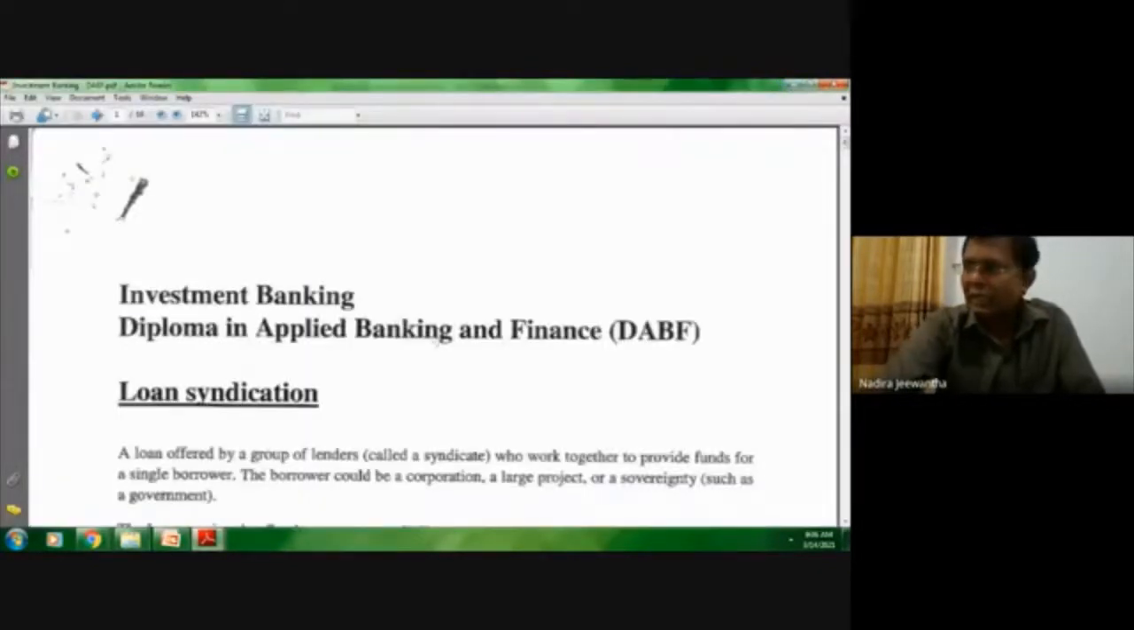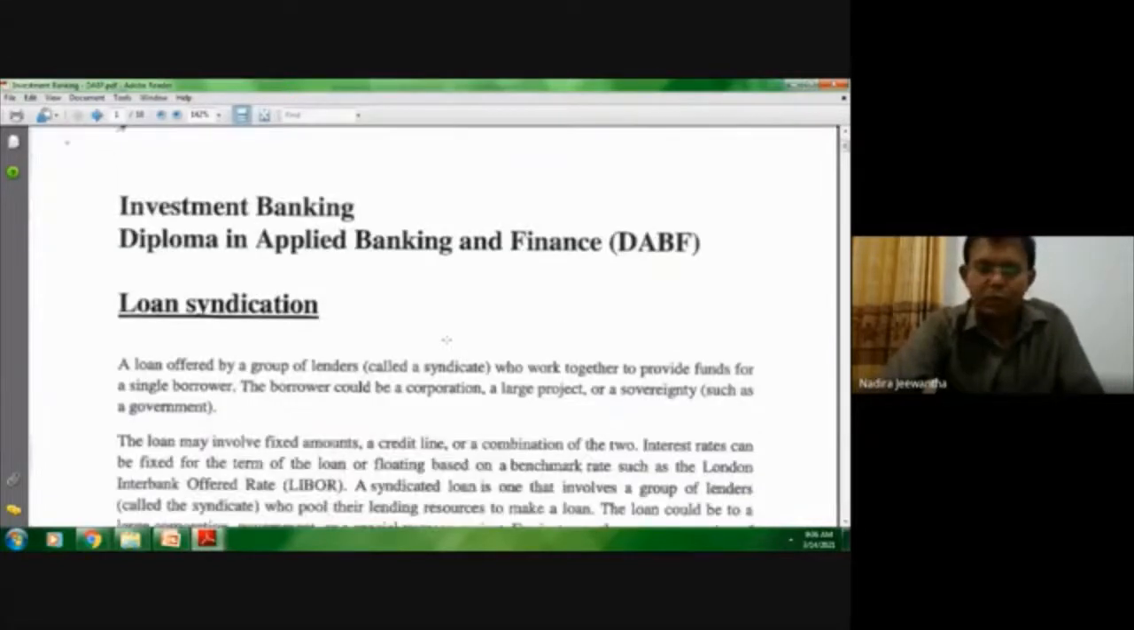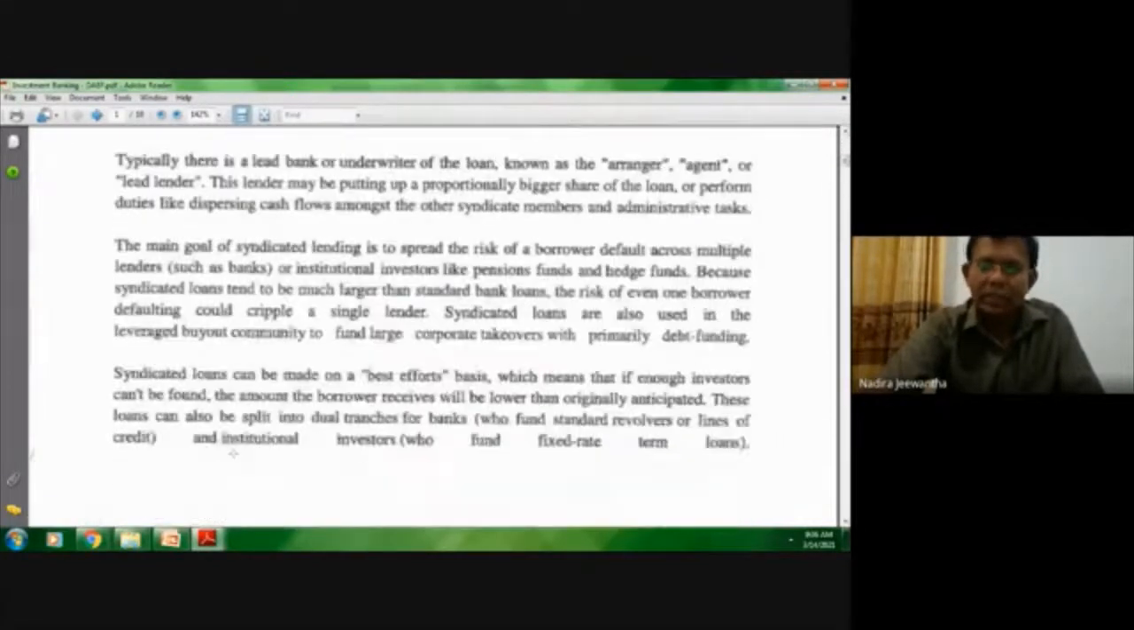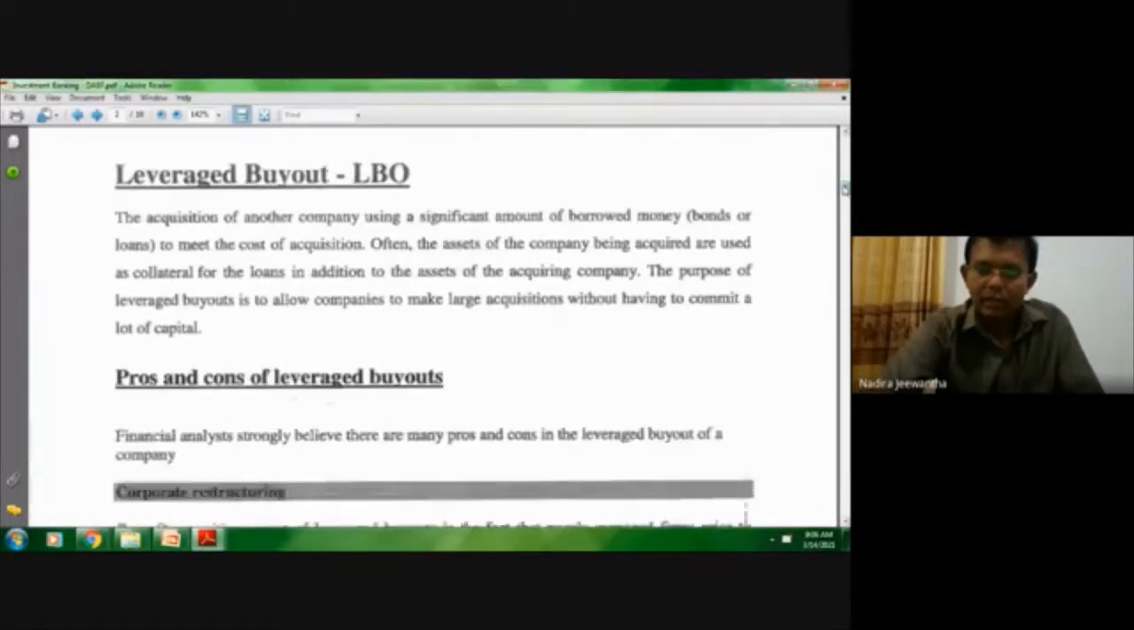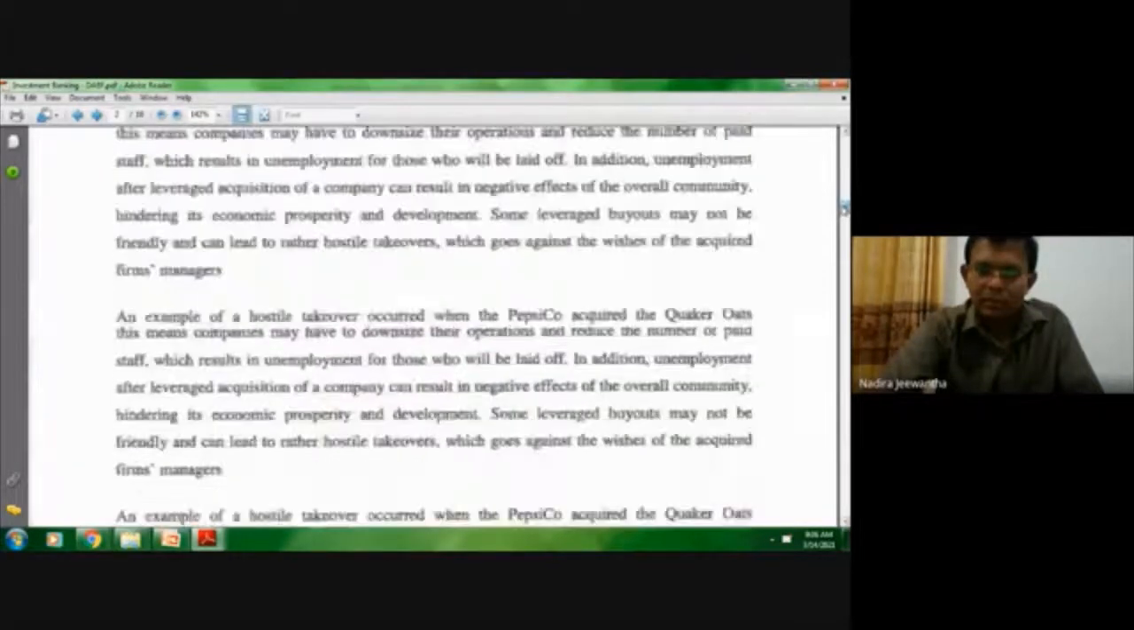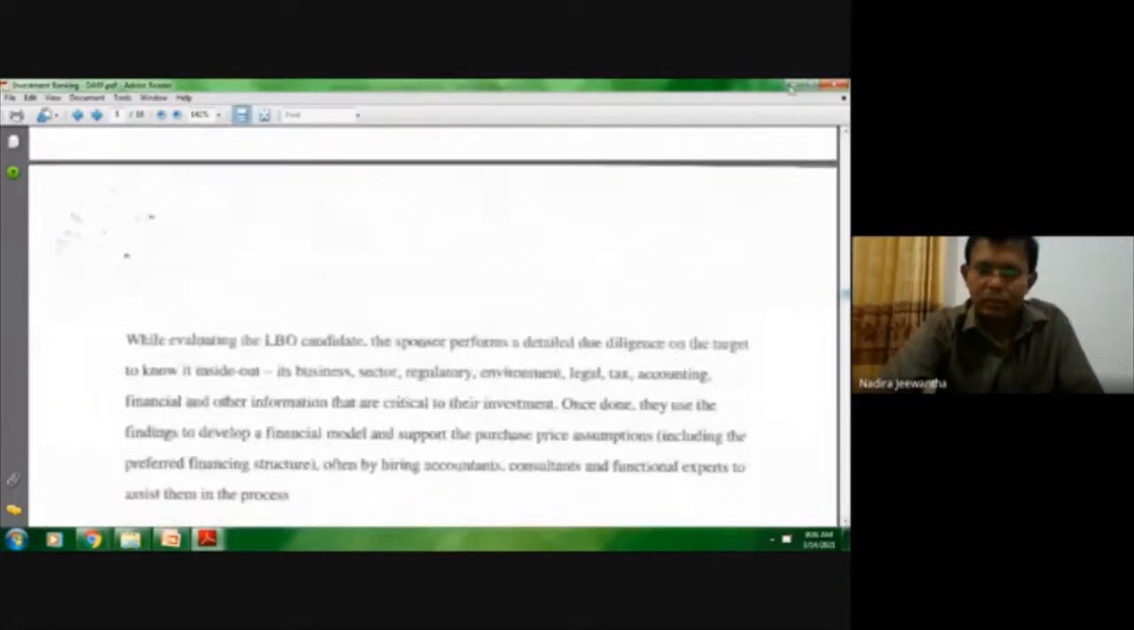And this is a loan syndication note which I promised you. Just read it, right? Only the literal meaning, nothing else. And you have another set of terms as well. Just go through this.